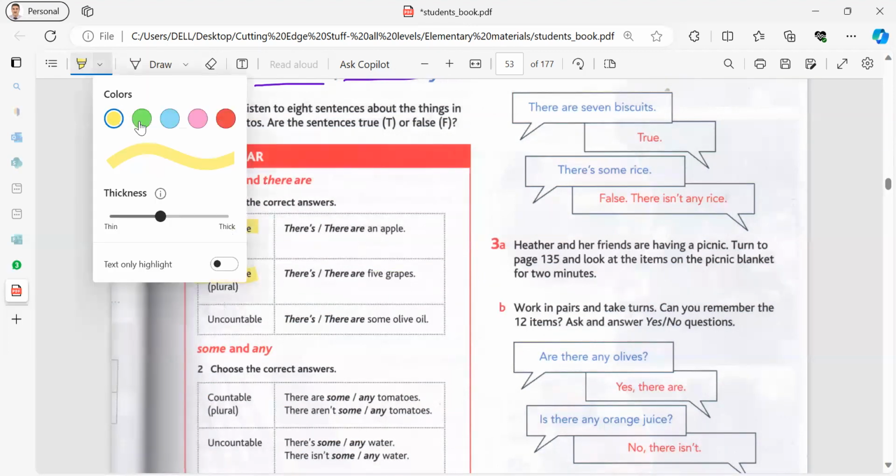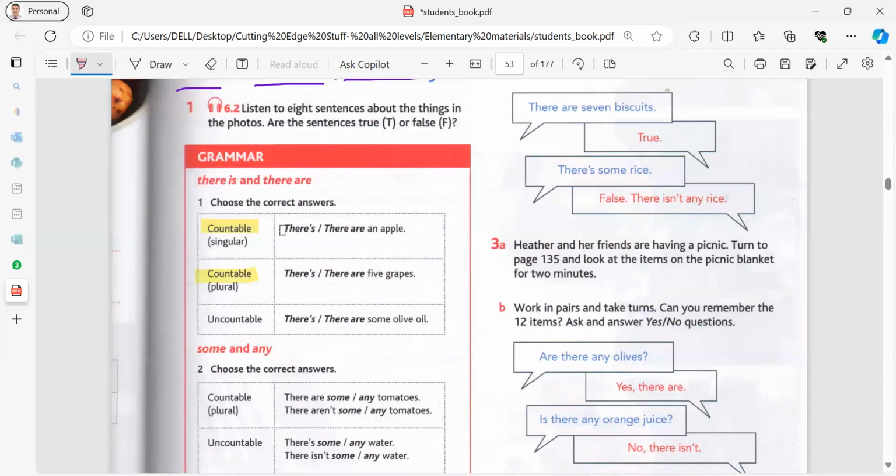There is. Hey, Ibrahim, are you with me? There is an apple, yeah, a singular type. The next one, grapes. There is or there are? There are. Are you with me, Ibrahim? Yes, I am with you. Right. Are you following?